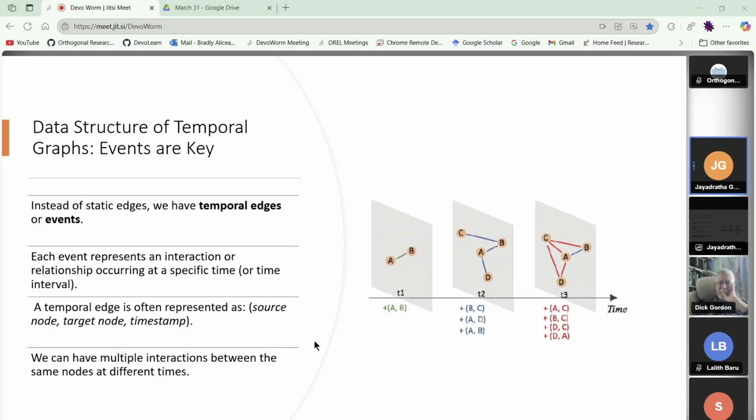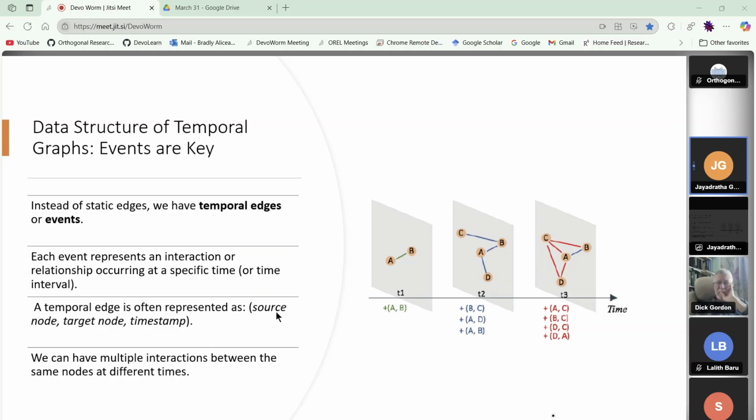Now, how does the data structure look for a temporal graph? As we see, at time t1 there is an edge between two nodes, and at t2 there might be some more edges or more nodes coming. And at t3 there are more. A temporal edge can be represented as a source node, a target node, and the timestamp at which the edge appears. This is how we see a temporal graph.